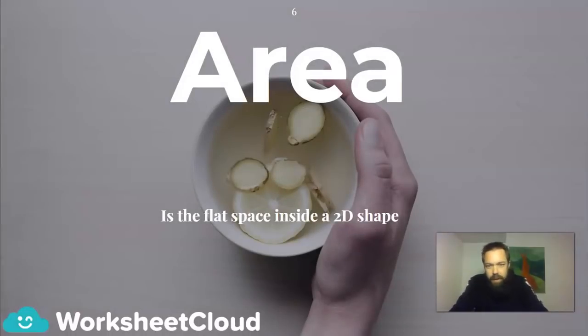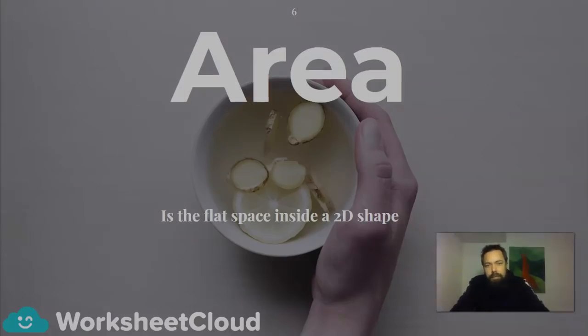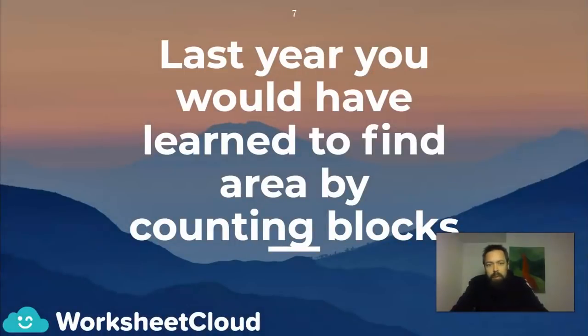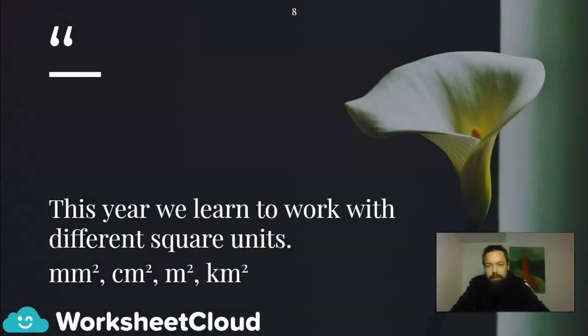Okay, on to area. Area is the flat space inside a 2D shape. It's got 2 measurements, so 2D shapes have 2 measurements, and that's important when it comes to our units a little bit later in the lesson. Last year, you would have learned to find the area by counting blocks. That's what we're going to recap to start off with. This year, we learned to work with different square units. So a square millimeter, a square centimeter, a square meter, and a square kilometer.